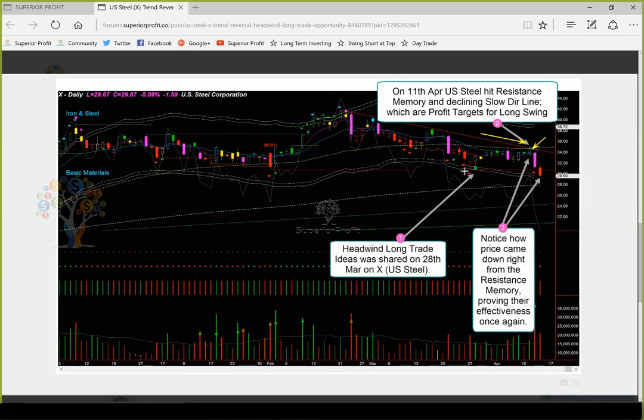We have pre-planned entry, exit, stop loss, and we follow that. And following that, again, this trade worked out very well. Headwind signal is, by the way, another very powerful signal in superior profit Q charts. There is a question from Son: how to find most liquid suitable stocks? Actually, in Q system, we have a sonar.